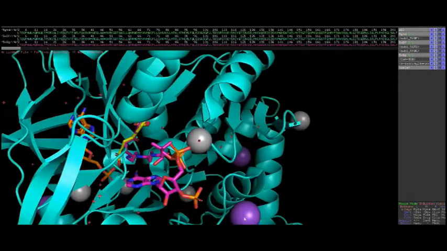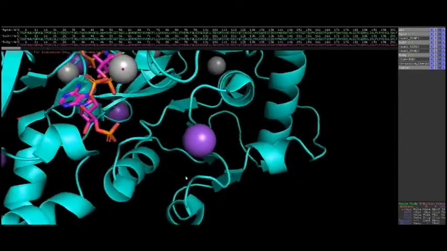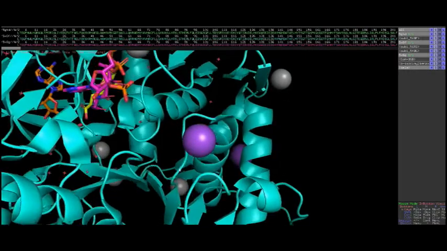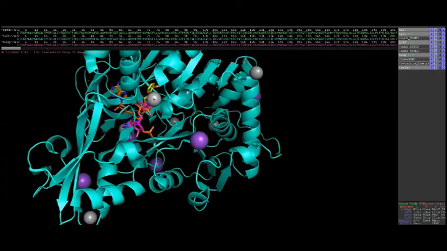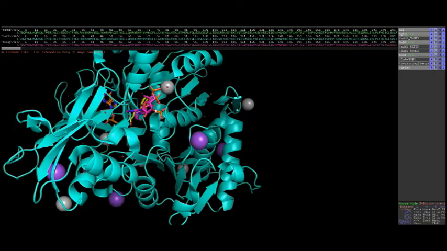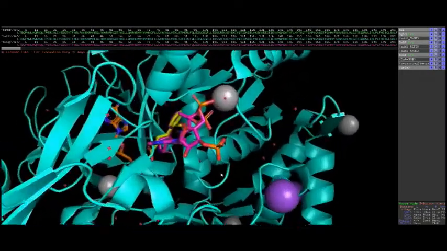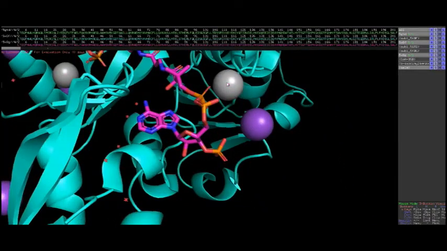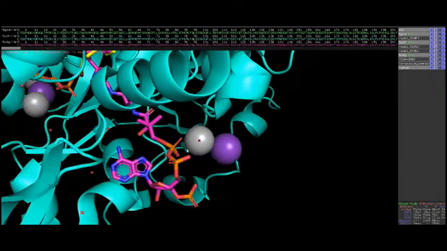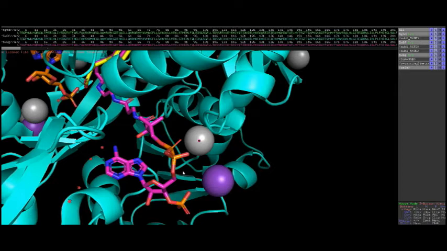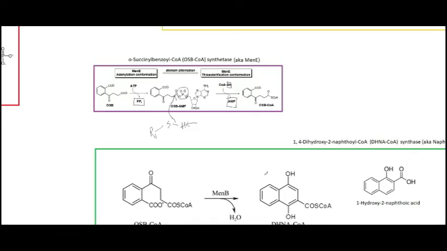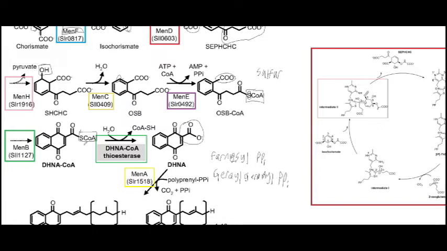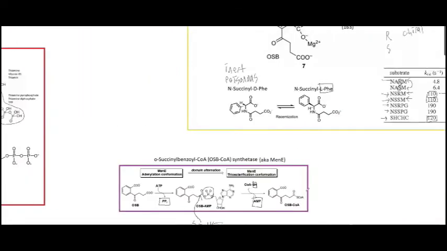These purple ones are sodiums. I do not know if those are actually found in the enzyme in its natural state, or if those are just there because of the conditions they had to crystallize this in. But we can see that these magnesiums here are as usual stabilizing the pyrophosphate. All right, and so the next step, as we saw, is our MenB, which is doing this cyclization here, and we can go down here.